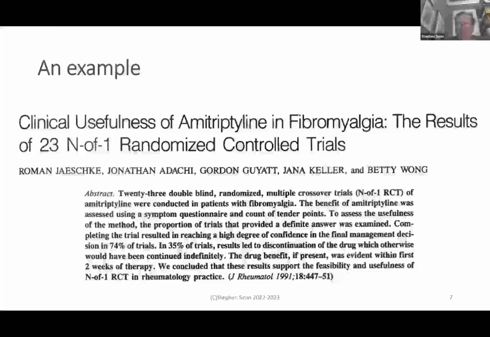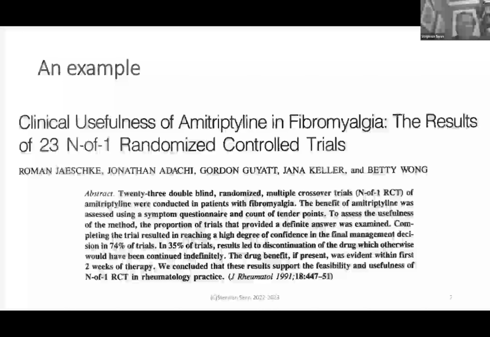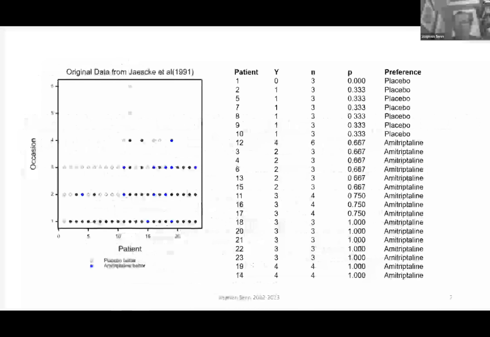Here's an example. This is a sort of standard guinea pig of clinical trial use, from a fairly early paper by Roman Yeshka and Gordon Guyatt, a famous name associated with evidence-based medicine. This was on the clinical usefulness of amitriptyline in fibromyalgia. These are the results of 23 N-of-1 randomized controlled trials, by which they mean that 23 patients were studied using the sort of N-of-1 trial protocol that we've looked at so far.